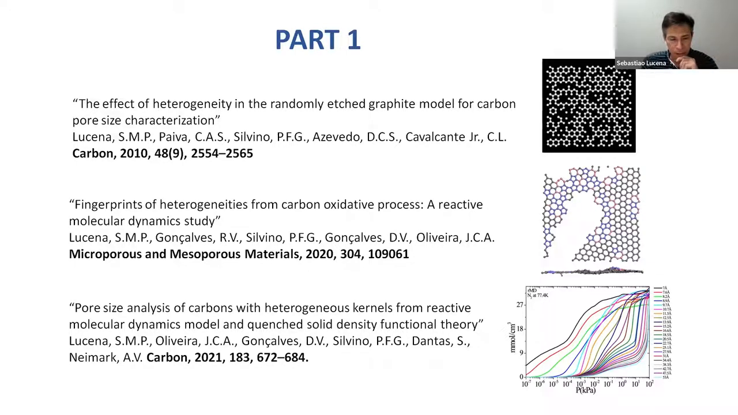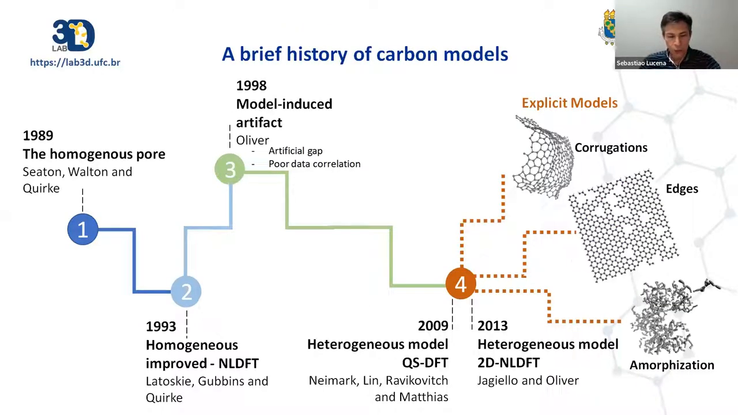The first part is based on this series of articles from 2010 to 2021. Let me show you how amorphous materials have been characterized. In 1989, Seaton, Walton, and Quirke proposed slit-like homogeneous pores to perform a kernel of local isotherms for characterization. In 1993, an improvement of the theory was introduced, the non-local DFT. After that, the slit-like pores became central to characterization techniques, despite the simplification.